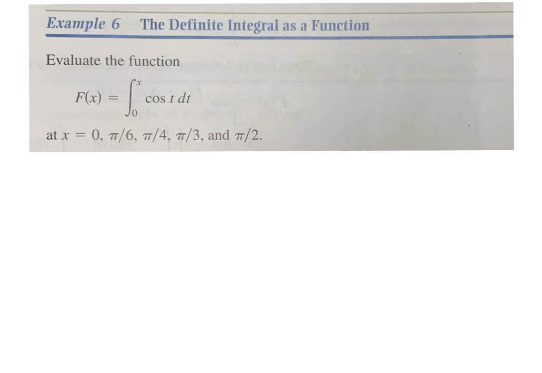If I were to take this integration, the antiderivative of cosine is sine, right? Because we're going backwards. So antiderivative of cosine is sine. So we have the sine of t. We're going from 0 to x. Well, that's going to be the sine of x minus the sine of 0. Well, the sine of 0 is just 0, so this is just the sine of x.